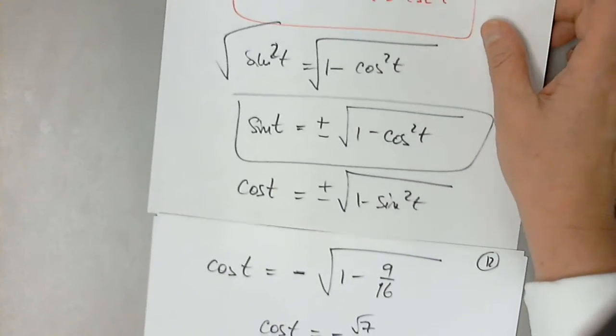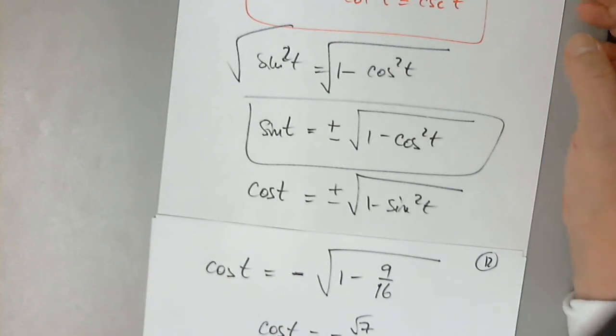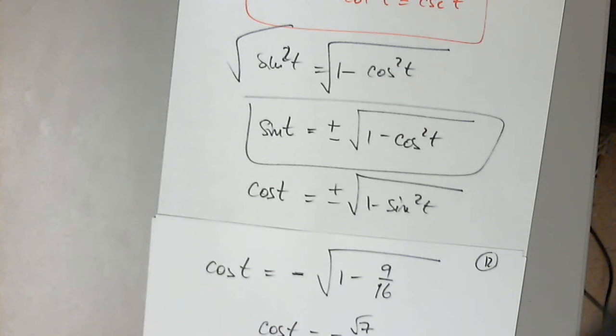Can't you just draw a triangle and then do the Pythagorean theorem? Yes, you can. Show it that way? Yes, I will show that way in a second. Let's finish it up and I'll show you that way too.